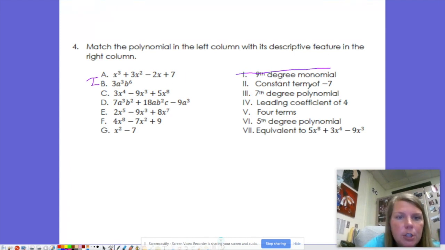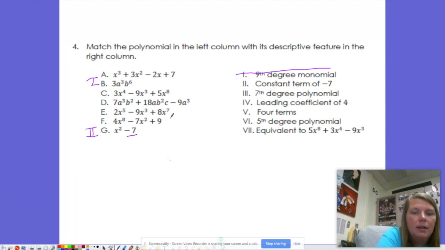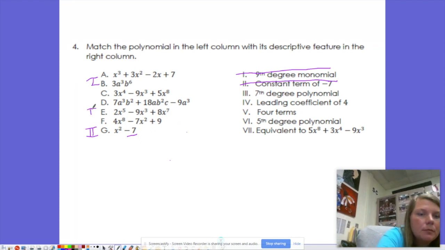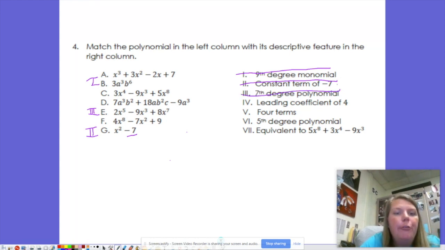Number 2, constant term of -7, that goes with G, because you can see that constant term of -7. Number 3, 7th degree polynomial. So if I look here, it looks like the only one with a degree 7 is E. And then number 4, leading coefficient of 4. So that means that the biggest exponent has a coefficient of 4, and that would be letter F.